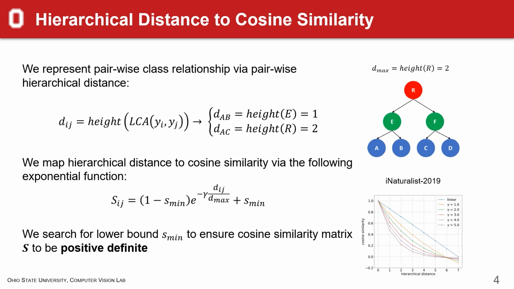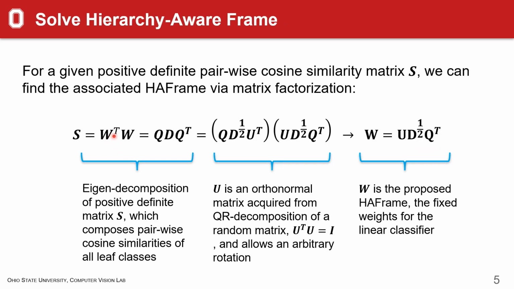be positive definite. Once we have the desired cosine similarity matrix, we can treat it as a product of the fixed HA frame classifier weight matrix times its transpose. This can be further decomposed with eigenvalue decomposition. And because S is positive definite, we can apply square root on its diagonal matrix D of eigenvalues. U in this formula is an orthonormal matrix acquired from QR decomposition of a random matrix. This allows a random rotation. Therefore, we have our HA frame W in the end.